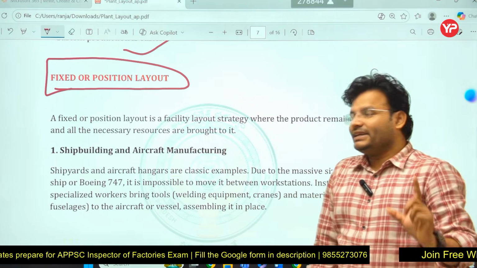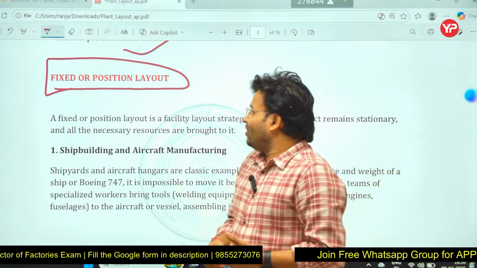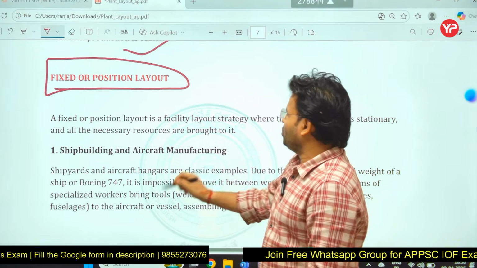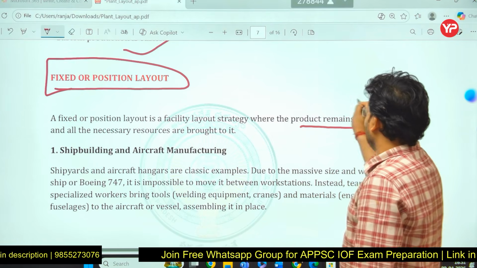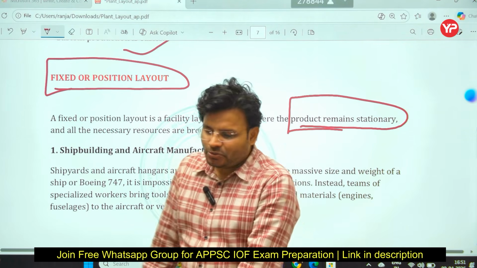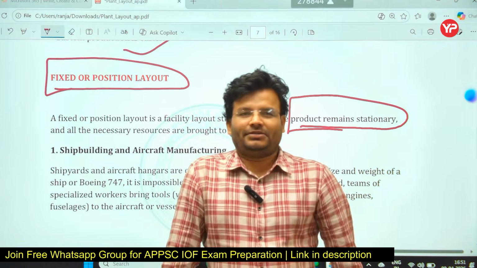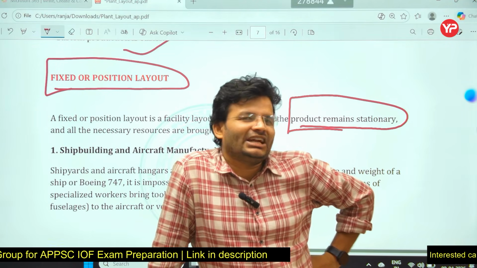Their name indicates fixed or position layout. Fixed means it is fixed, or it is called position layout. Fixed or position layout is, firstly, a layout strategy where the product remains stationary. Suppose, my dear friends, you have to make an aeroplane, a building, or any large structures, any large things.